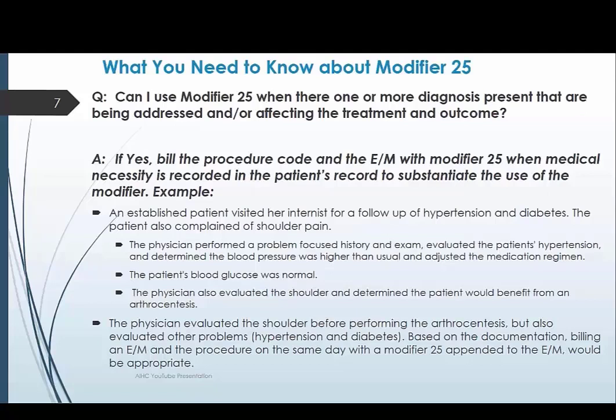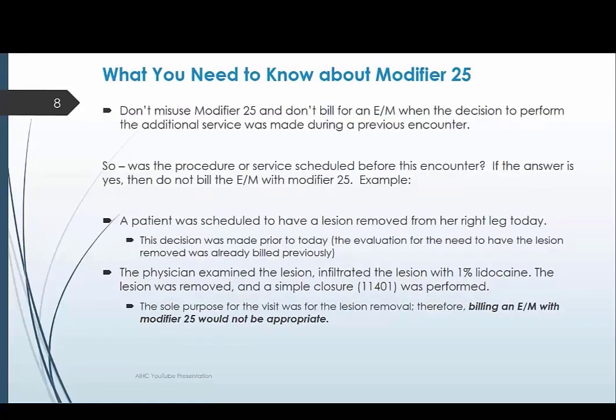The physician also evaluated the shoulder and determined the patient would benefit from an arthrocentesis. The physician evaluated the shoulder before performing the arthrocentesis, but also evaluated other problems, the hypertension and diabetes too. So based on that documentation, billing the E&M and the procedure on the same day with a modifier 25 would be appropriate. We have to remember not to misuse modifier 25 because it's used to help get paid for additional services instead of having them bundled together.